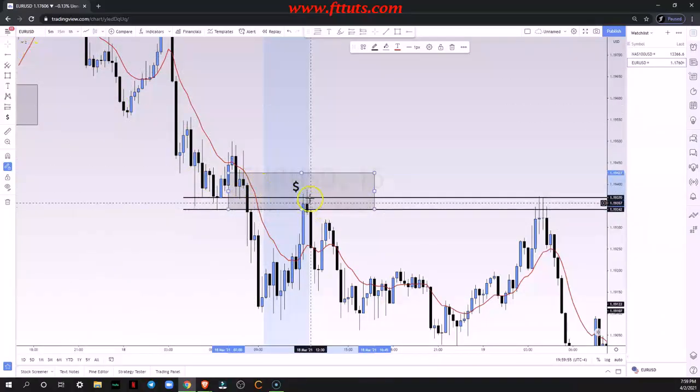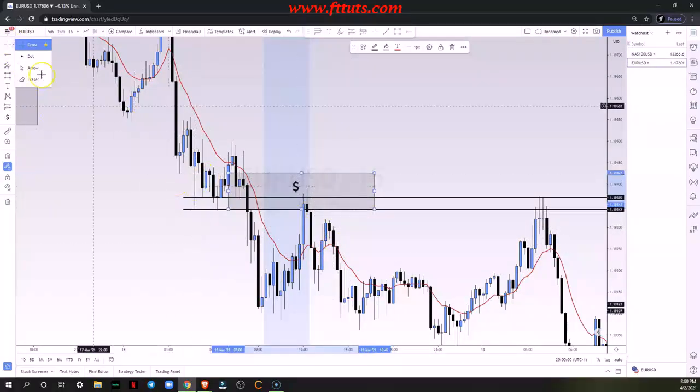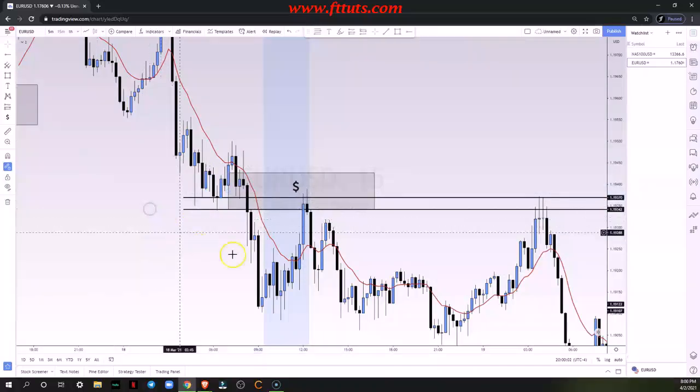Perfect. We get in once it breaks below this candle, and we can get a good 1 to 3 risk reward, or 1 to 2, or even 1 to 1, depending on your patience.